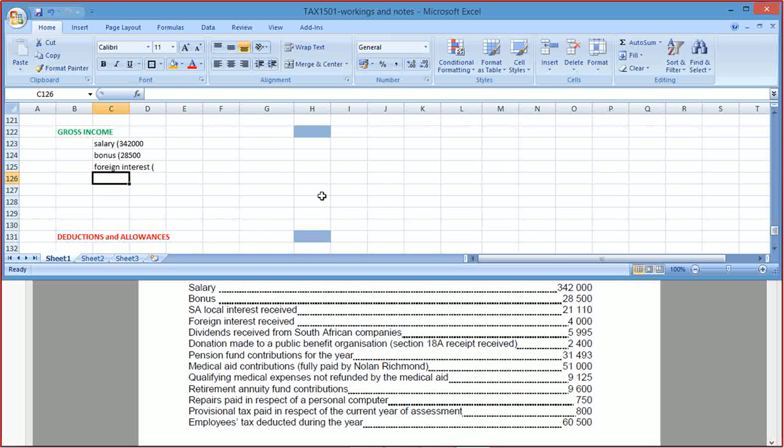I missed the local interest. Foreign interest, local interest. How much was the local interest? 21,110. What else do we have? Foreign interest, that was 4,000. Then donation. No, dividends first. Don't skip that. Dividends, how much? 599. Dividends from South African companies, in brackets, SA companies.